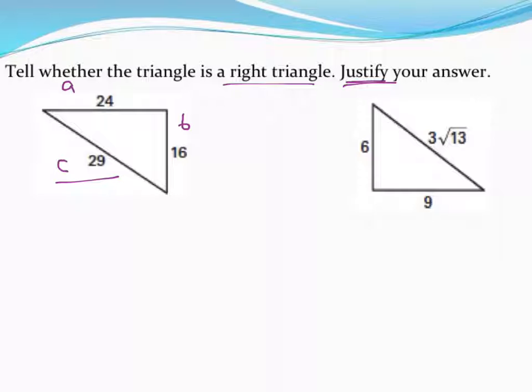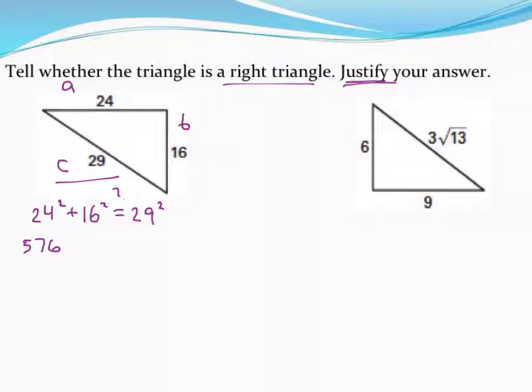So let's set up the Pythagorean theorem and then do a little test and see if this does work out to be true. If it's a right triangle, the Pythagorean theorem will check out. So I'm going to write 24 squared plus 16 squared equals 29 squared. Now because I don't know if this is true or not, I like to put a little question mark above the equal sign because that's what I'm testing. So let's square these numbers and see what happens.